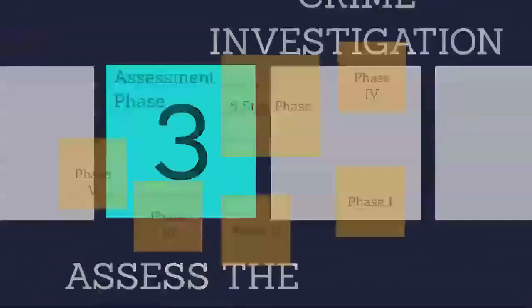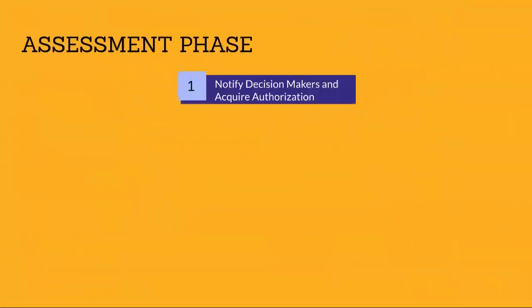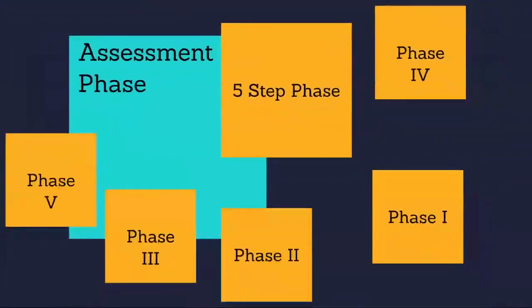The first phase of the computer investigation model is assess the situation. This phase describes how to conduct a thorough assessment of the situation, how to establish scope, and the required resources for an internal investigation. Use the 5-step process as shown on the screen.